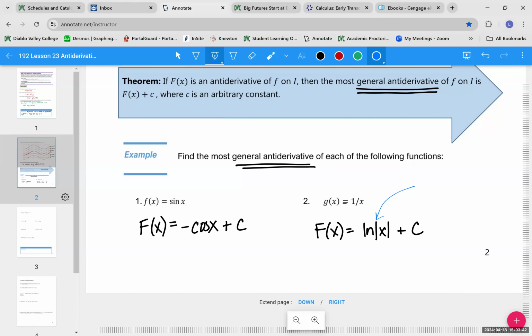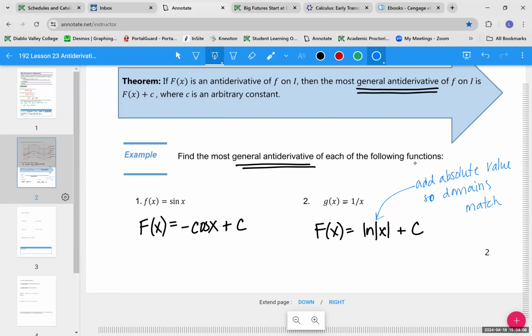okay, we add absolute values. So the domain matches. The domain of the ln matches the domain of the derivative, the 1 over x. So they're both defined everywhere except for 0.